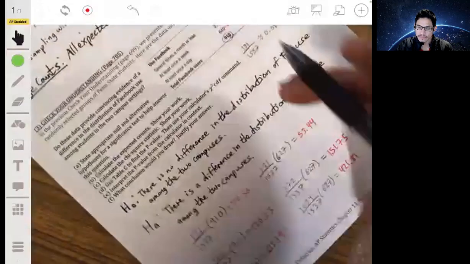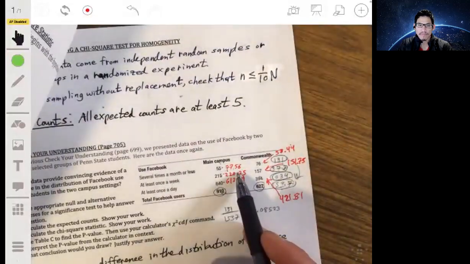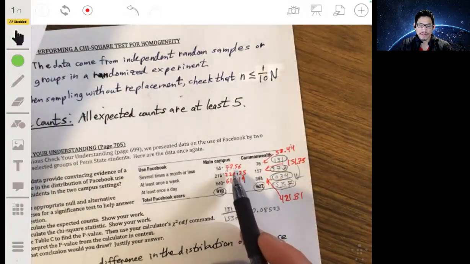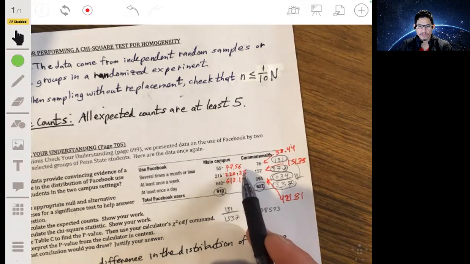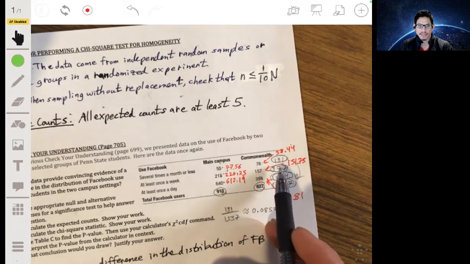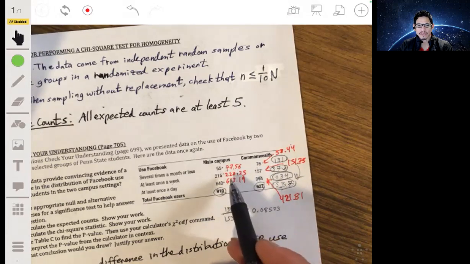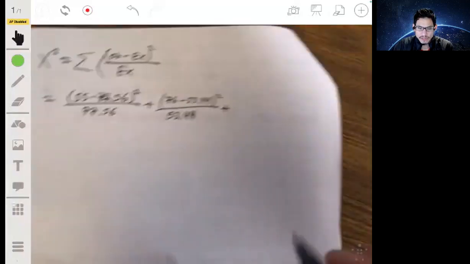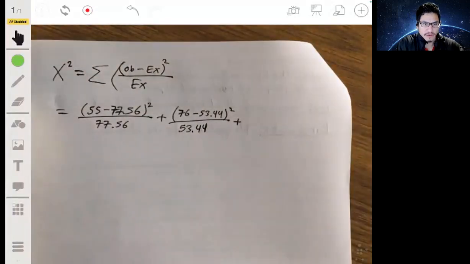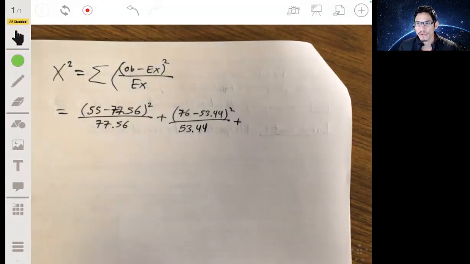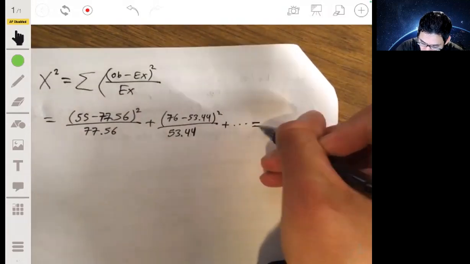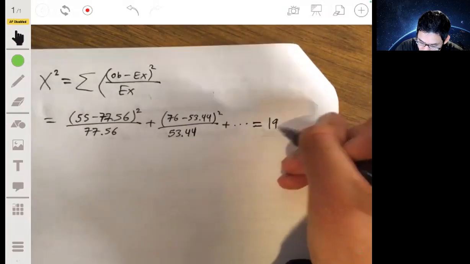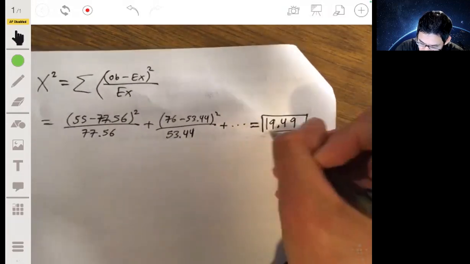Plus this one, the 215 minus 220 squared over 220.25, plus this, observed minus expected squared over expected, and so forth. So I'm just going to jump ahead so I don't waste time in the video doing this tedious calculation. But go ahead and make sure you do it on your own so that you get the correct answer. And you should get about 19.49 for your chi-square statistic.